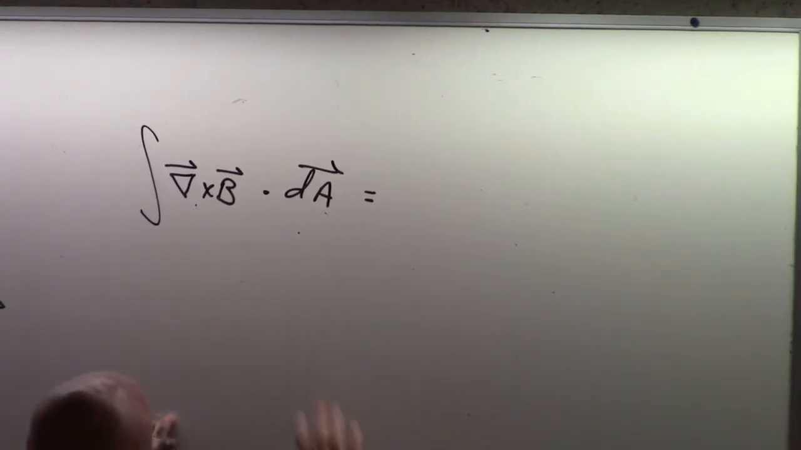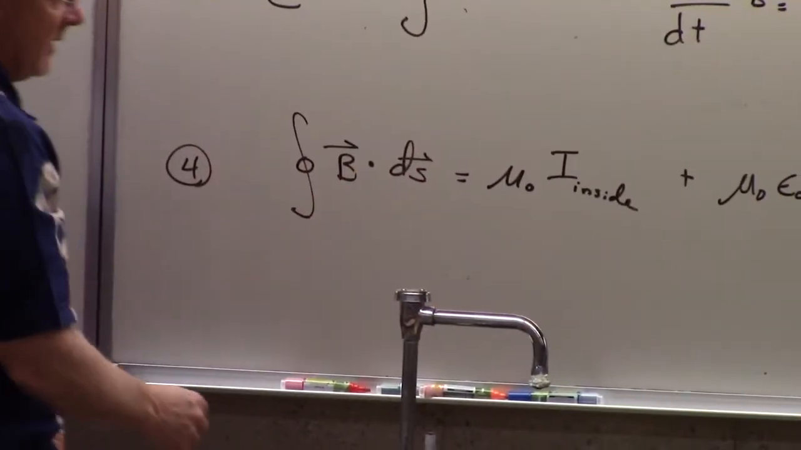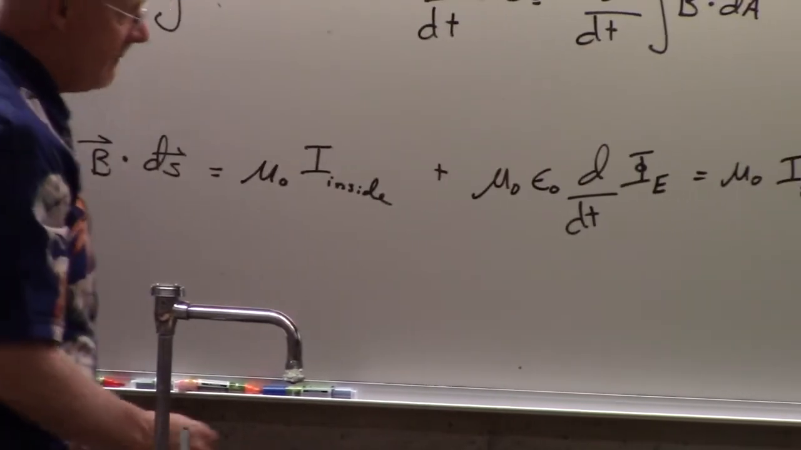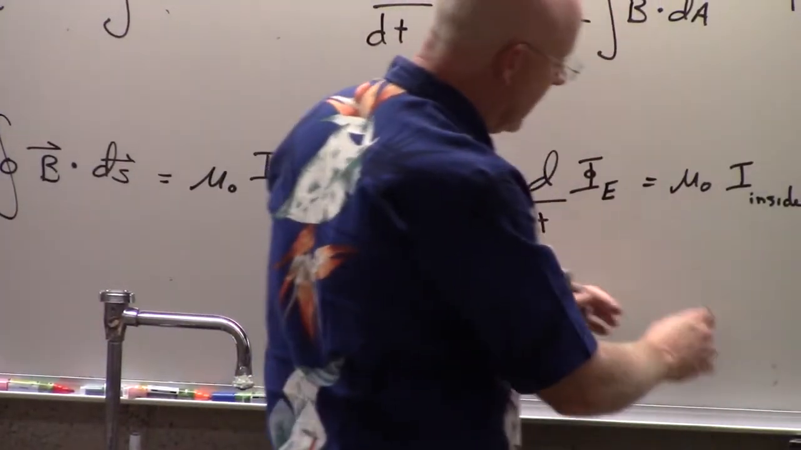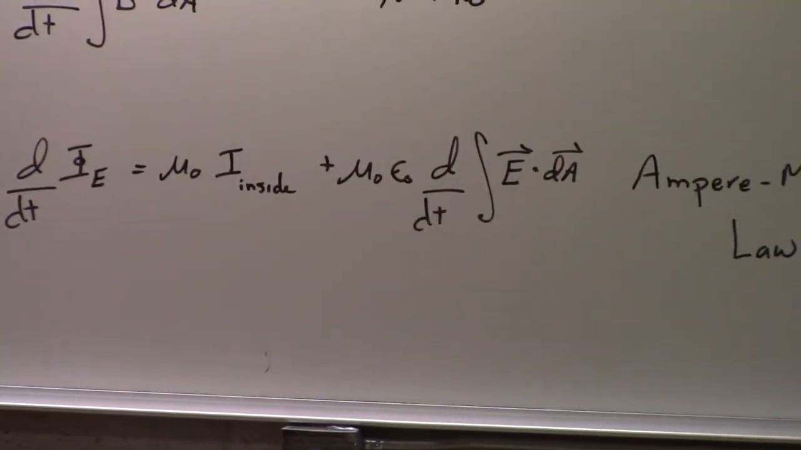Okay, so if I do this, let's look at the other side of this equation. And maybe I'll go to this form. This has the mu naught.